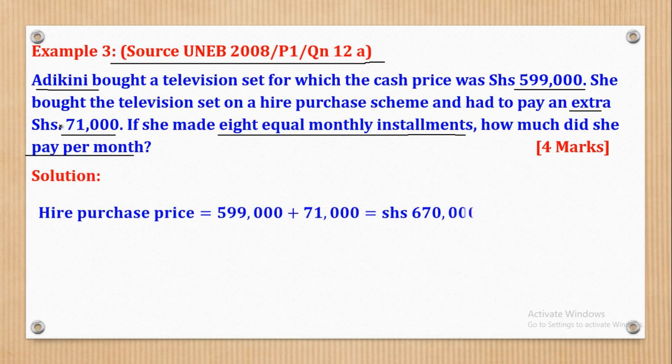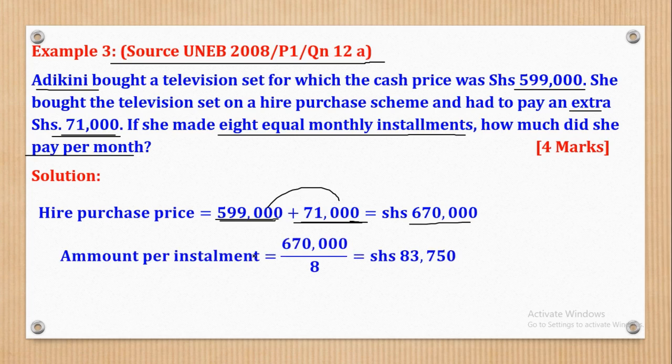So you know that hire purchase will be equal to the cash value plus this, because they told us that she paid an extra of this. So this is the cash price and this is the extra amount. So hire purchase price will be the sum of the two to give you shillings 670,000.